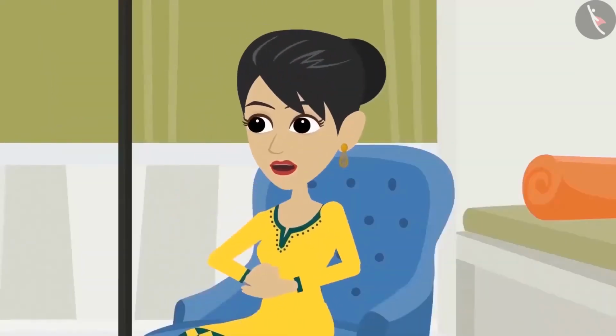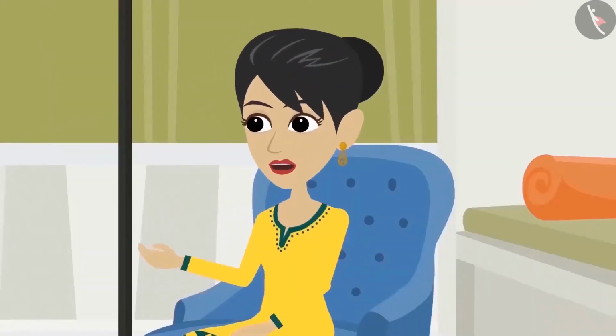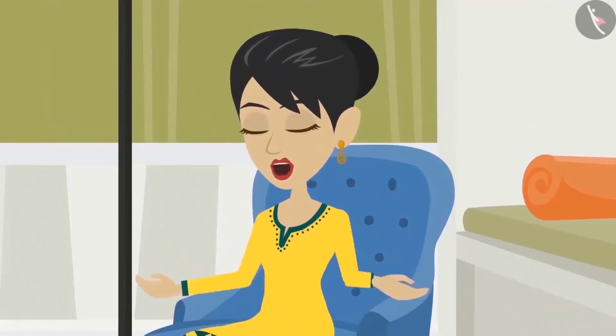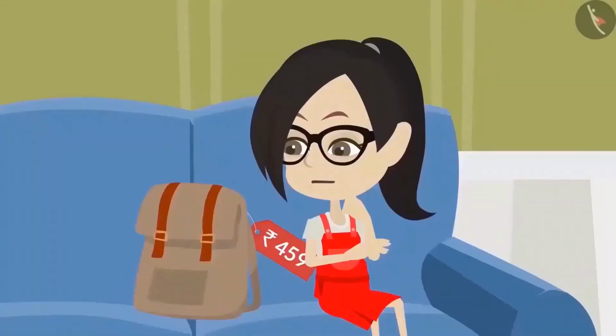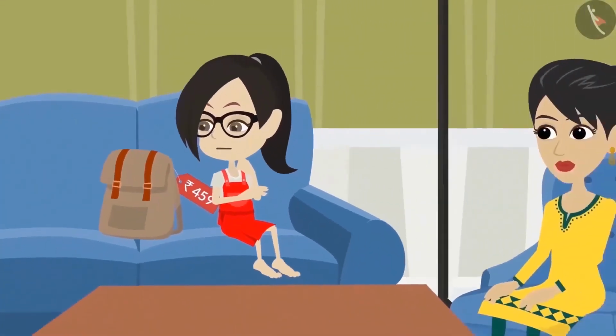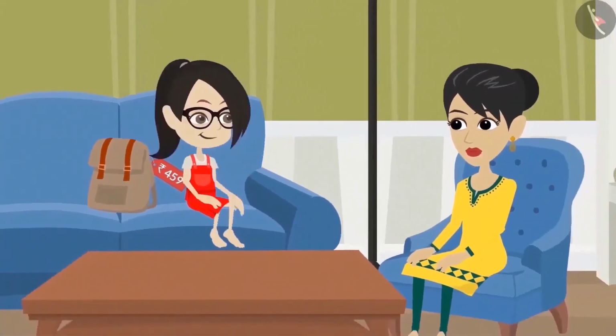"Perfect, Vandana. Now quickly find out and tell me the cost of your old bag. Can you do that for me?" "To divide 459 by 3, I first write it like this. But how will I divide such a large number by 3? I do not know." Vandana does not know how to divide big numbers. So she asks her mother, "Mummy, teach me to divide big numbers, please."